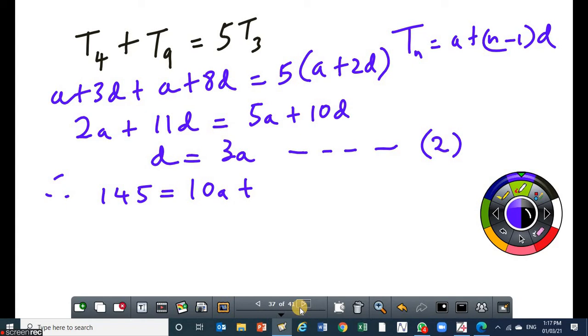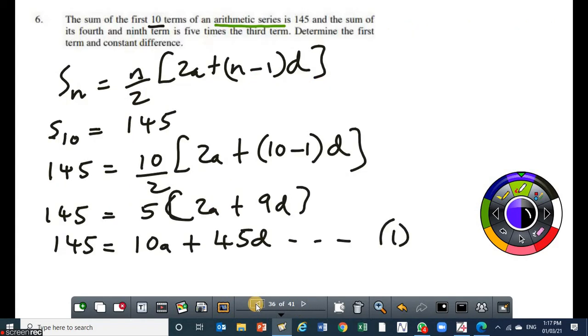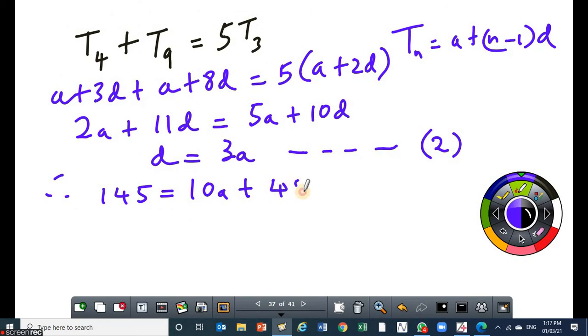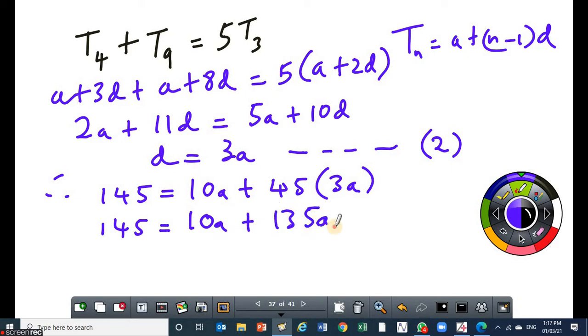Here, I just want to remind you that it's 45 times d, but d is equal to 3a, so I write 45 first here, and then open bracket times 3a, like that. So this becomes 145 equal to 10a plus 135a. And then you get 145 equal to 145a, which means your a is going to be 1.